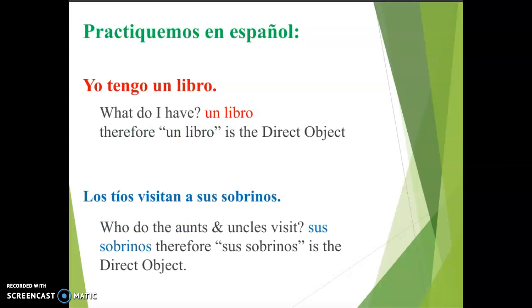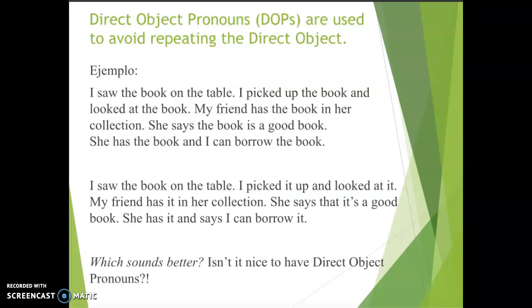Yo tengo un libro. What do I have? Un libro. Therefore, un libro is the direct object that is receiving the action from the verb. Los tíos visitan a sus sobrinos. Who do the aunts and uncles visit? Sus sobrinos. Therefore, sus sobrinos is the direct object or the direct person that is receiving the action from the verb. Okay? So why do we use direct object pronouns?